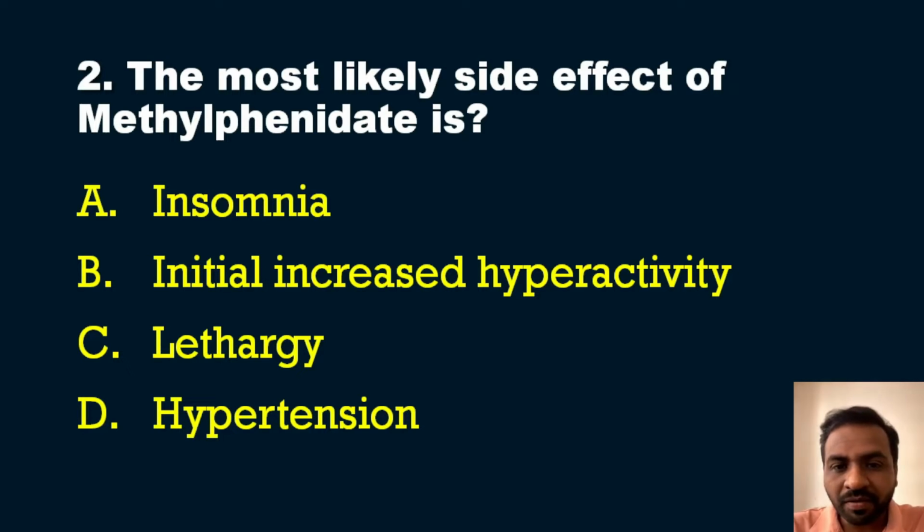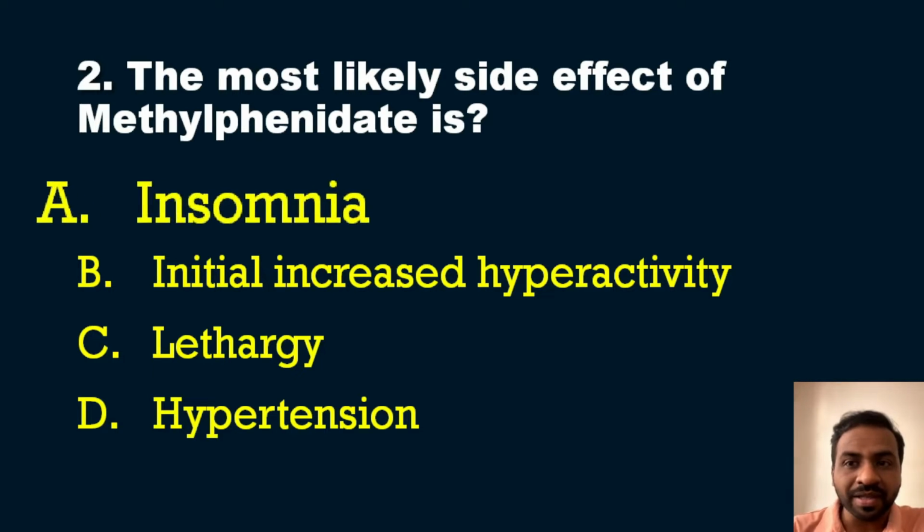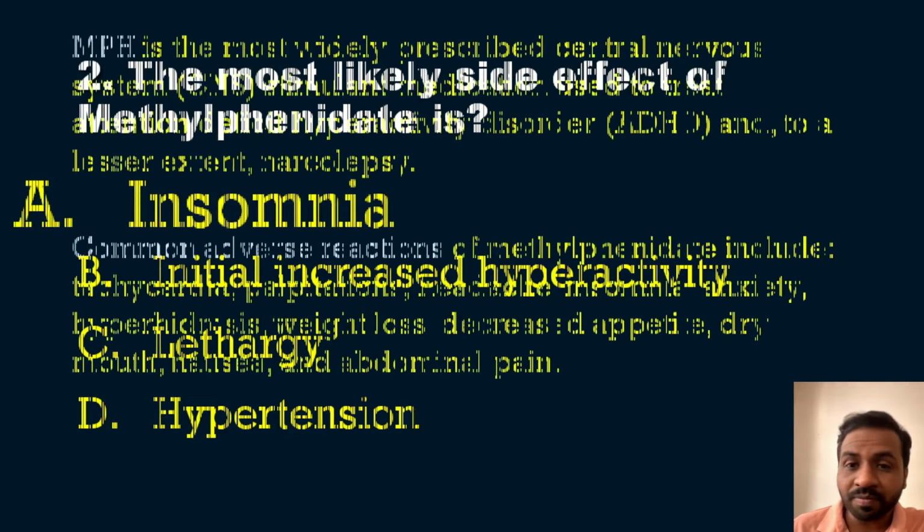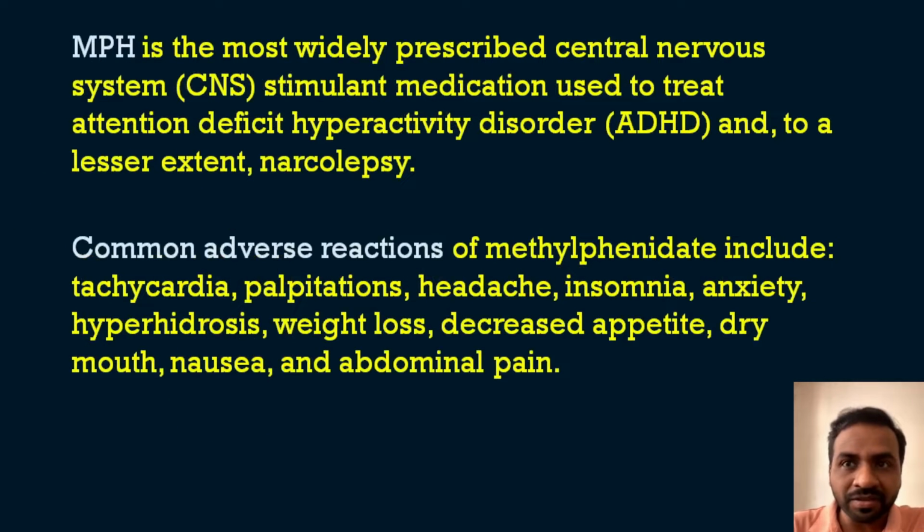You know that methylphenidate is used for which disease? That also is another question which can be asked. So the answer for this question is option A, that is insomnia. Methylphenidate, otherwise known as MPH, is the most widely prescribed central nervous system stimulant medication which is used to treat ADHD, that is attention deficit hyperactivity disorder, and to a lesser extent narcolepsy.